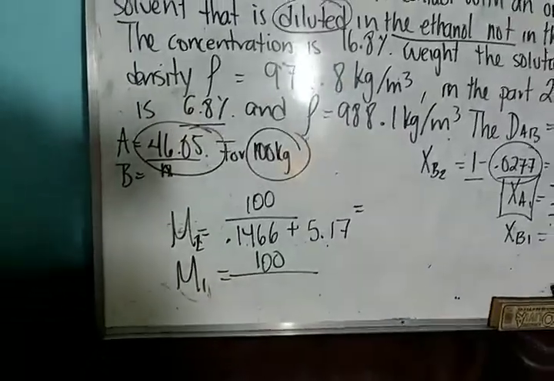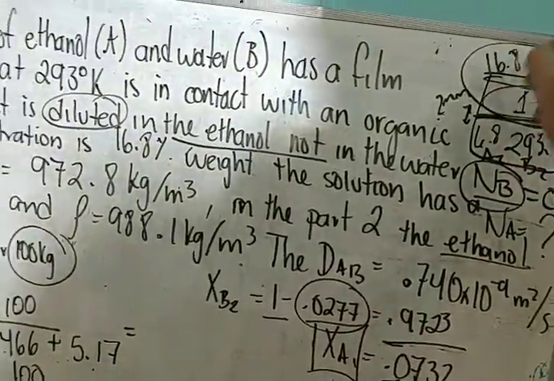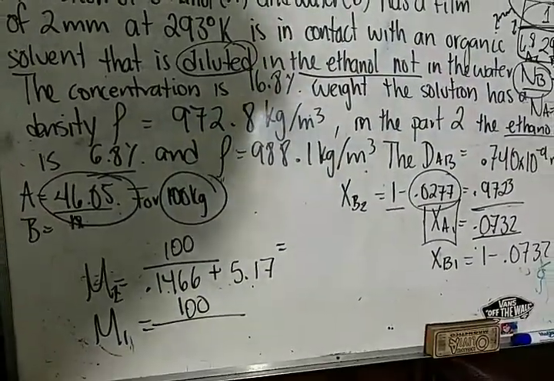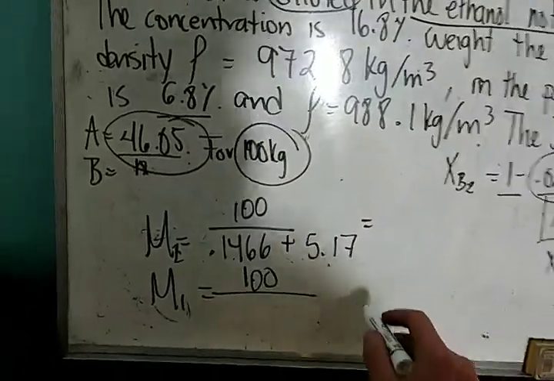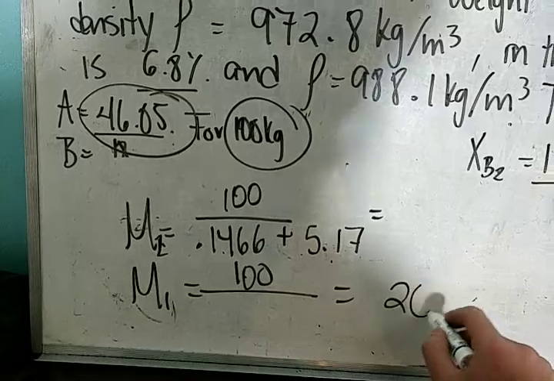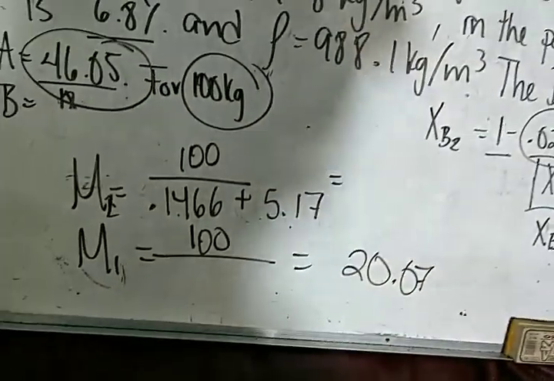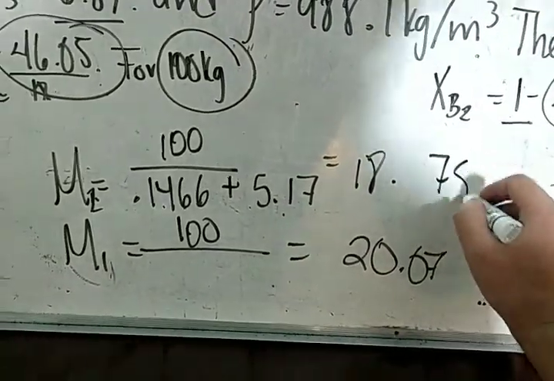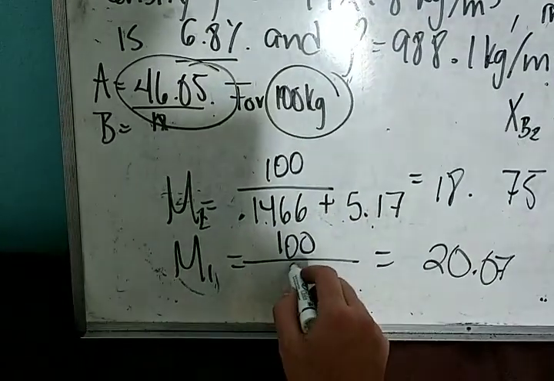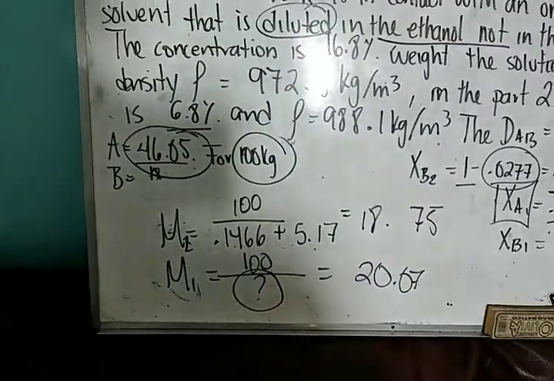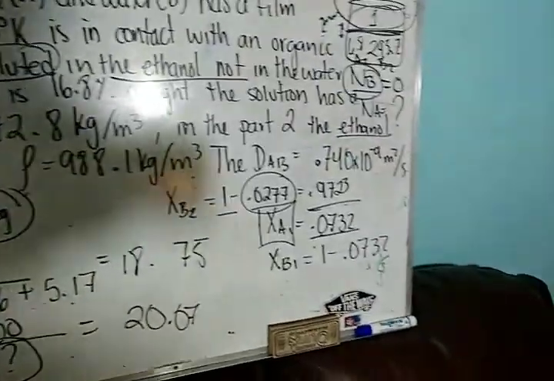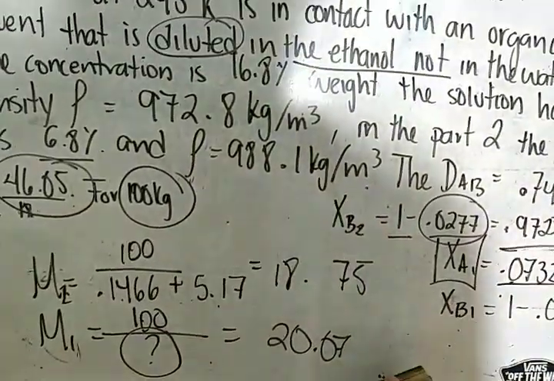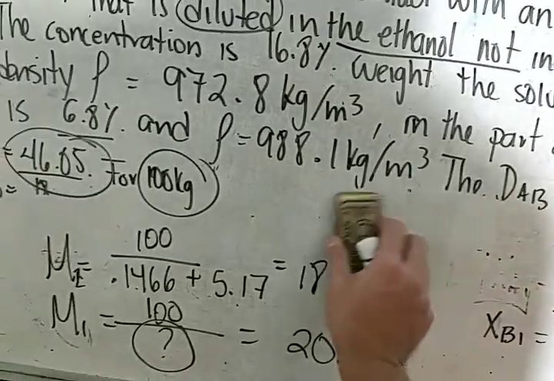Okay, remember the details that you're going to look for in the first part. You have to look for the result of m1, that is going to be 20.07, and m2 is going to be 18.75. This one, you have to look for it in your notebook. The same as xb1, you have to look for that detail. You have to complete the exercise. Now, we continue.